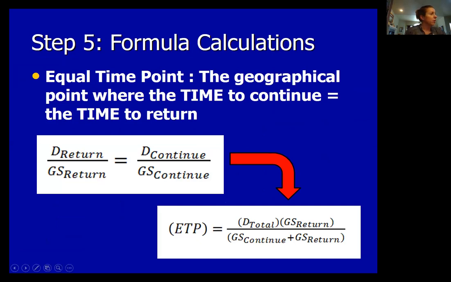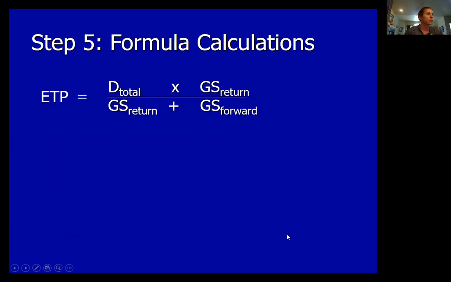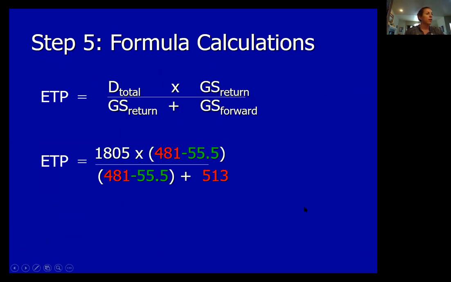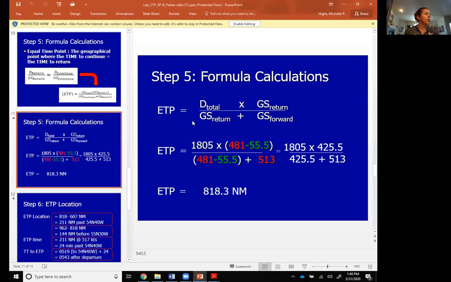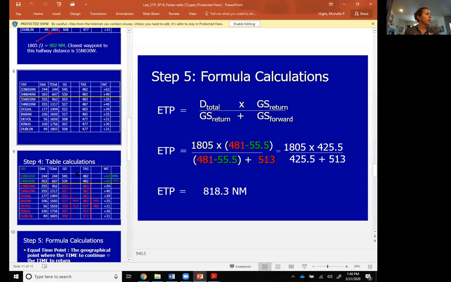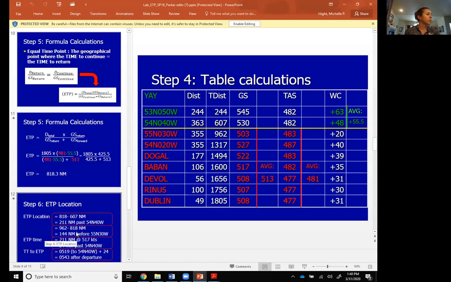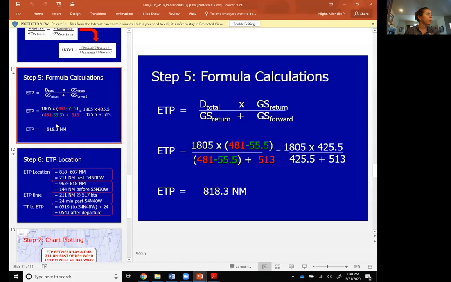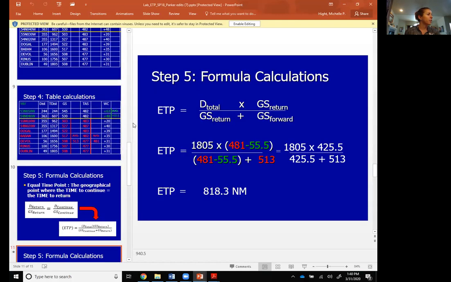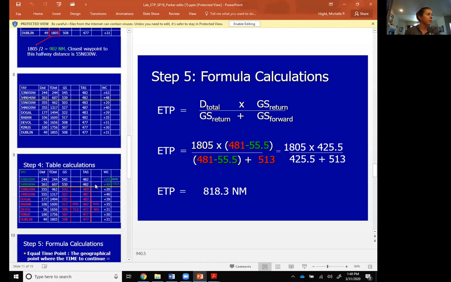Once again, here's our ETP formula: equals distance total times ground speed to return, over ground speed to continue plus ground speed to return. Now, you may have to revisit the color-coded slide a couple of times. So this is what I do. I minimize this. Here's my formula slide. And then I'm actually going to make them equal. This is what I do in class while you guys are sitting there doing your homework, all right?